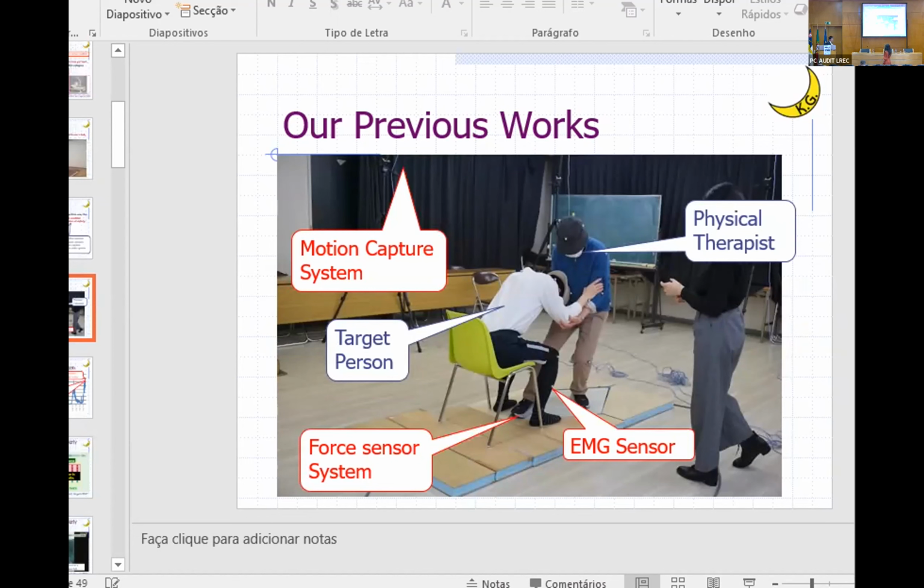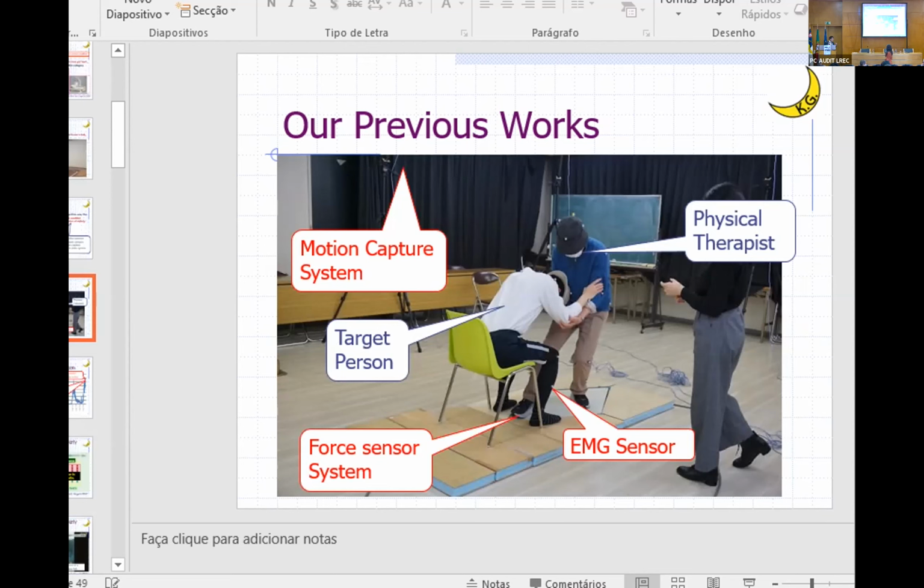In your first proposal, you proposed a strategy to estimate muscle strength. Have you validated it by comparing with electromyographic signals or not? Of course, I want to. If possible, I want to compare the EMG data with our proposed data. But in general care houses, they don't have EMG sensors. So now we cannot measure.